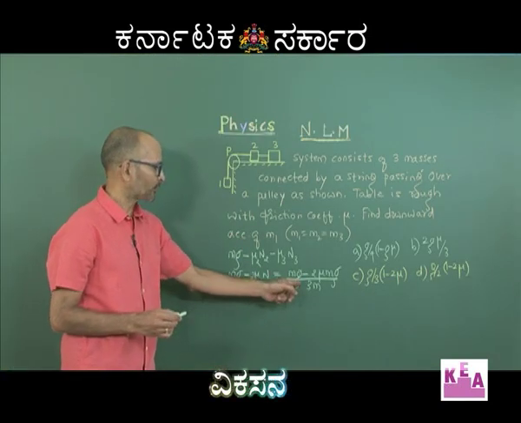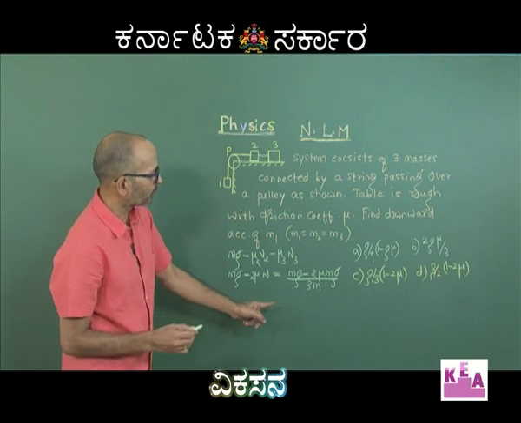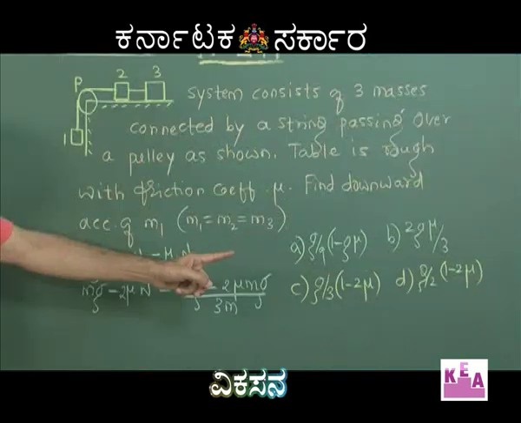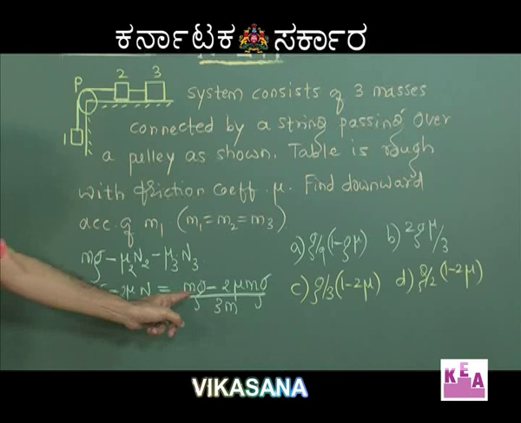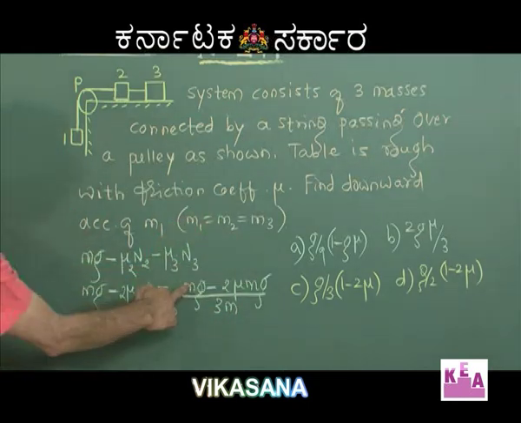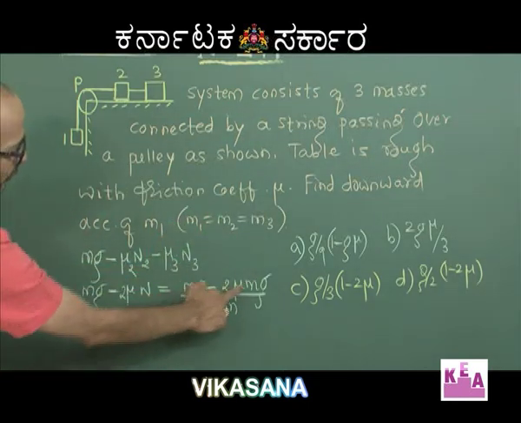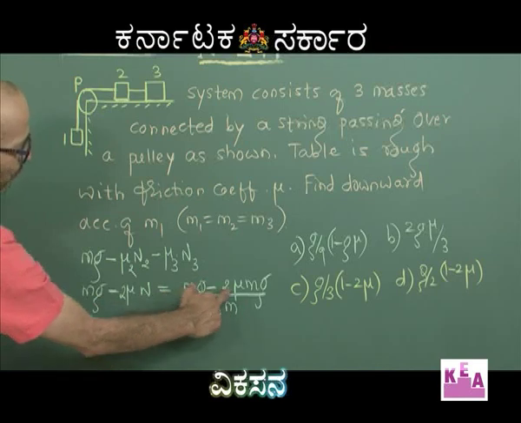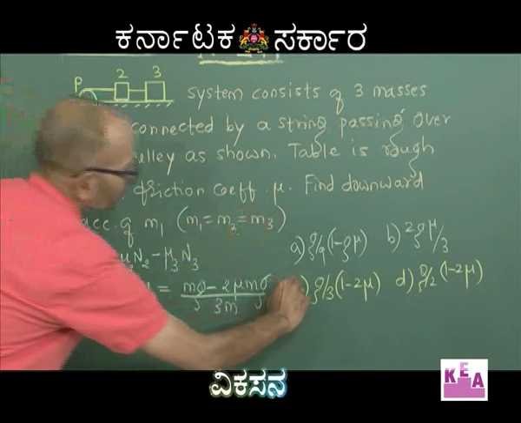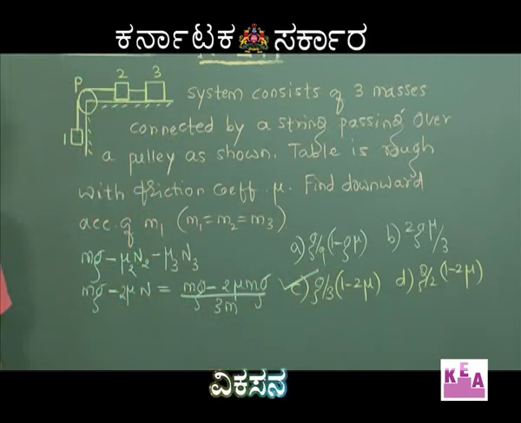So, if you simplify this, the answer that you are going to get will be the third option. See, m gets cancelled, g can be taken as common. So, g by 3 into 1 minus 2 mu. So, C is the correct answer there.